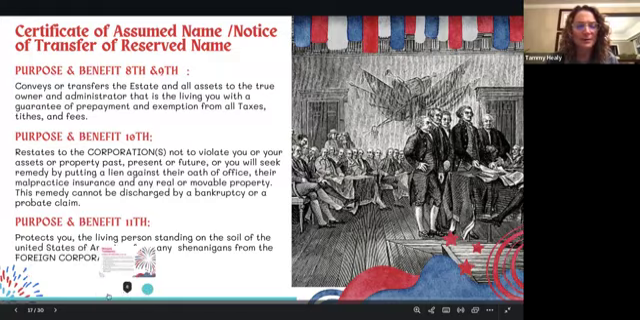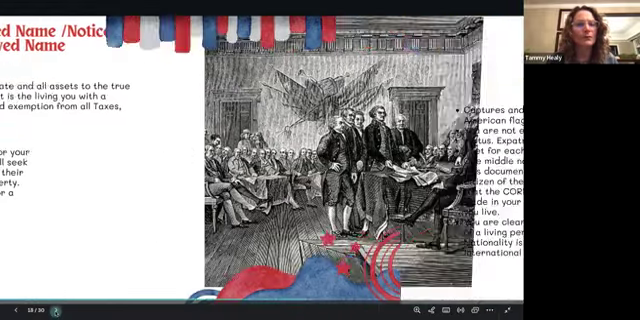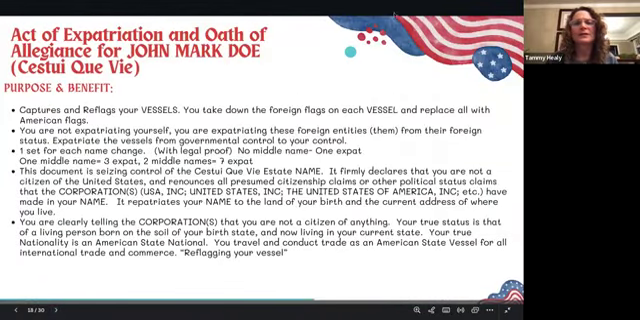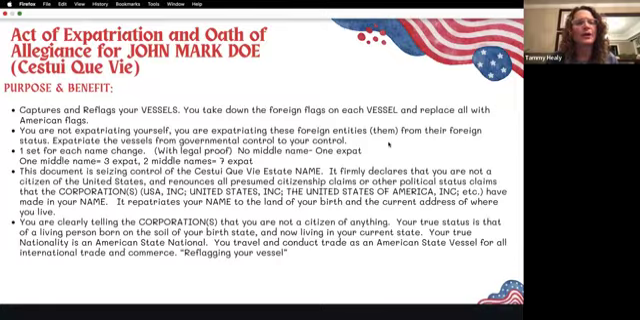Okay. All right. Now, the purpose and benefit of the 11th paragraph protects you, the living person standing on the soil of the United States of America, from any shenanigans from the foreign corporations. All right. Okay. So we are going to review. There's 3 acts of expatriation and oath of allegiance. The first one is the Sustakivi Trust, okay? And that is stylized in all capital letters with your whole name, John Mark Doe, okay?